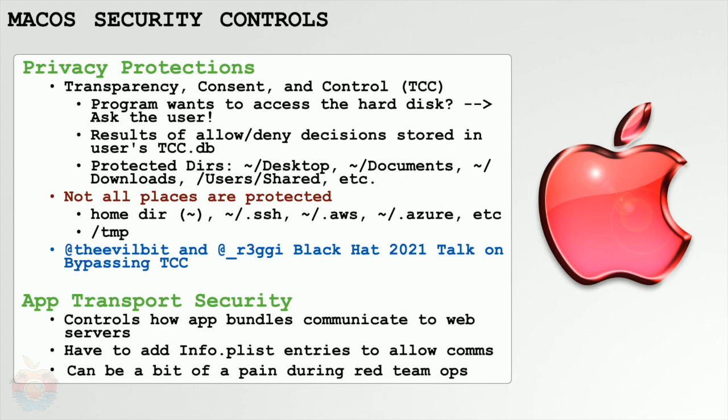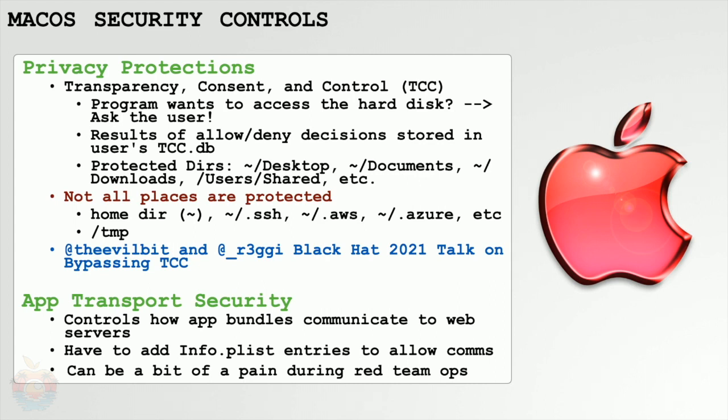The Evil Bit and Reggie did a talk this year at Black Hat 2021 on 20 plus ways. I think that number's actually gone up since then as they found other bypasses. So if you're really interested in looking at more bypasses, definitely check their Black Hat talk out. From a red team perspective, this information here is more like working around TCC as opposed to bypassing it, since there's still a lot of information that TCC or your privacy controls does not protect.